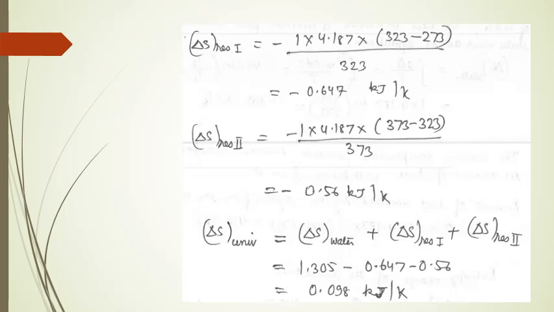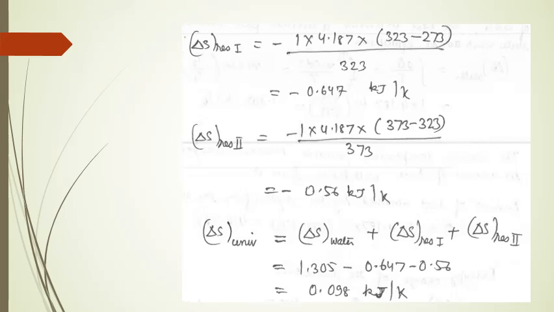Now the entropy change of the first reservoir, which is at a temperature of 323 Kelvin. The amount of heat rejected by the reservoir is put in the numerator, so that is minus 1 into 4.187 into the temperature difference divided by 323, which is the absolute temperature of the first reservoir. So the entropy change of the first reservoir comes out to be minus 0.647 kilojoule per Kelvin. Now the entropy change of the second reservoir: minus 1 into 4.187 into the temperature difference, that is 373 minus 323, divided by the absolute temperature of the reservoir, that is 373. So that comes out to be minus 0.56 kilojoule per Kelvin.